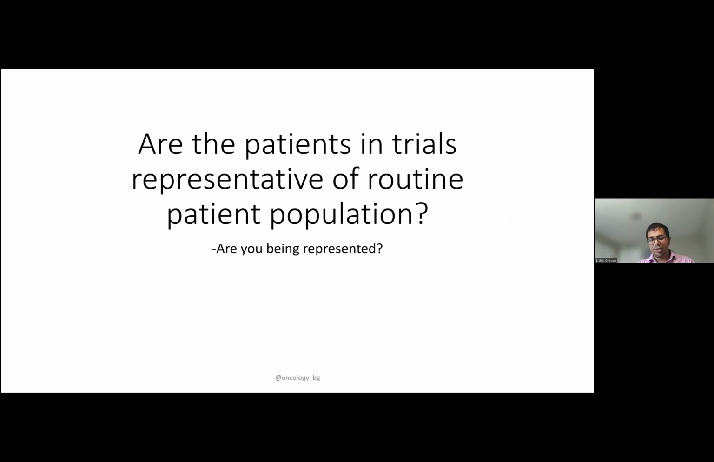And okay, we talked about randomization versus single arm trials. We talked about randomized phase 2. We talked about 2:1, 3:1 randomization. What is the next thing that we need to look for? The other thing is we need to check what are the patients that are being enrolled in these trials. Are the patients in these trials representative of our routine patient population? In other words, if you are a patient, are you being represented in the trial? Are there people like you in the trial?